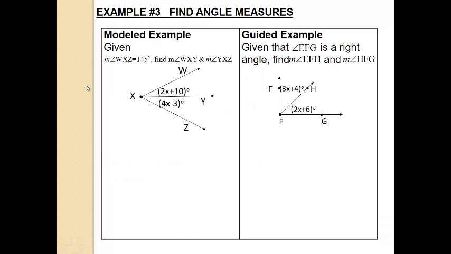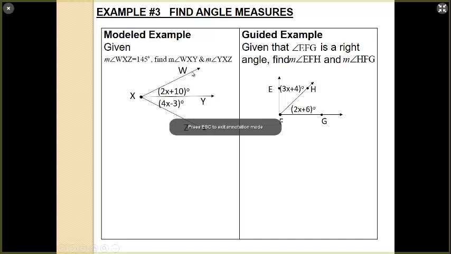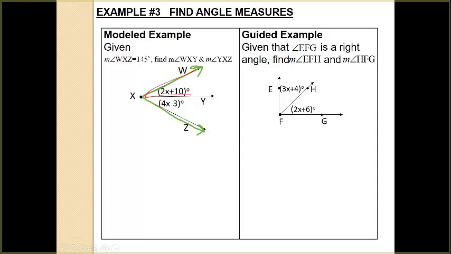Okay, so we're going to apply the angle addition postulate. So what we have is the measure of angle WXZ is 145 degrees. You have to go based off of the labeling here. I know it doesn't look like 145 degrees, but you have to go based off of what I tell you in the notation. So if we know that that angle is 145 degrees, we're trying to find this angle here, and we're trying to find this angle here.